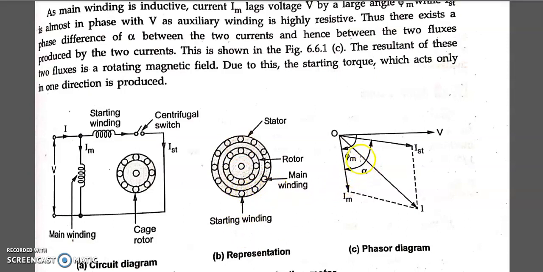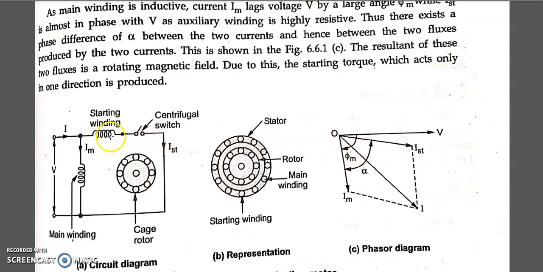Now we shall understand this in terms of phasors. Let V be your reference voltage. We know that the main winding is highly inductive. The current which flows in this winding is IM. For an inductive circuit, voltage always leads the current, or you can say current always lags the voltage by almost 90 degrees. You can see IM is almost 90 degrees behind the supply voltage V.